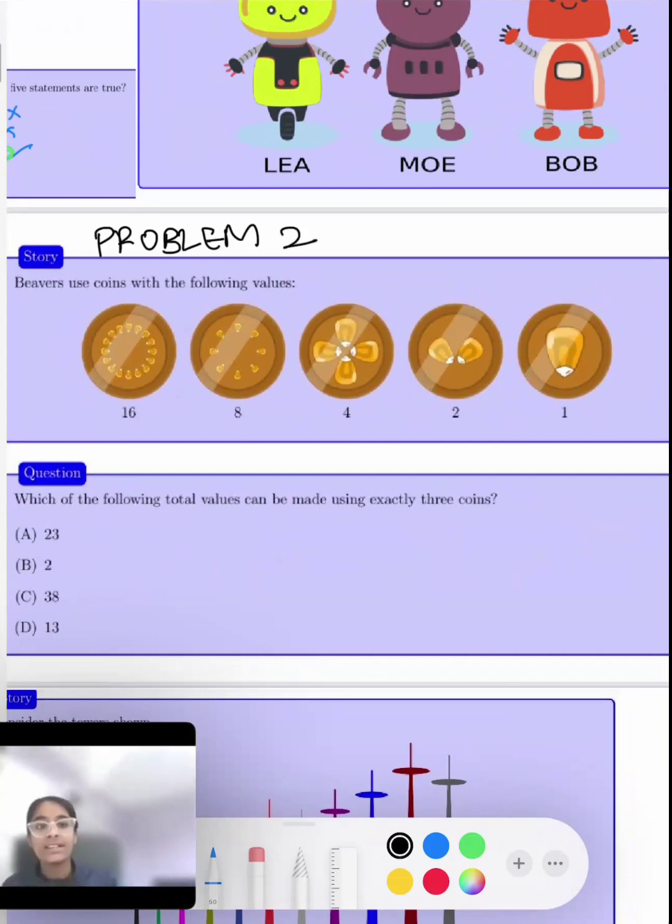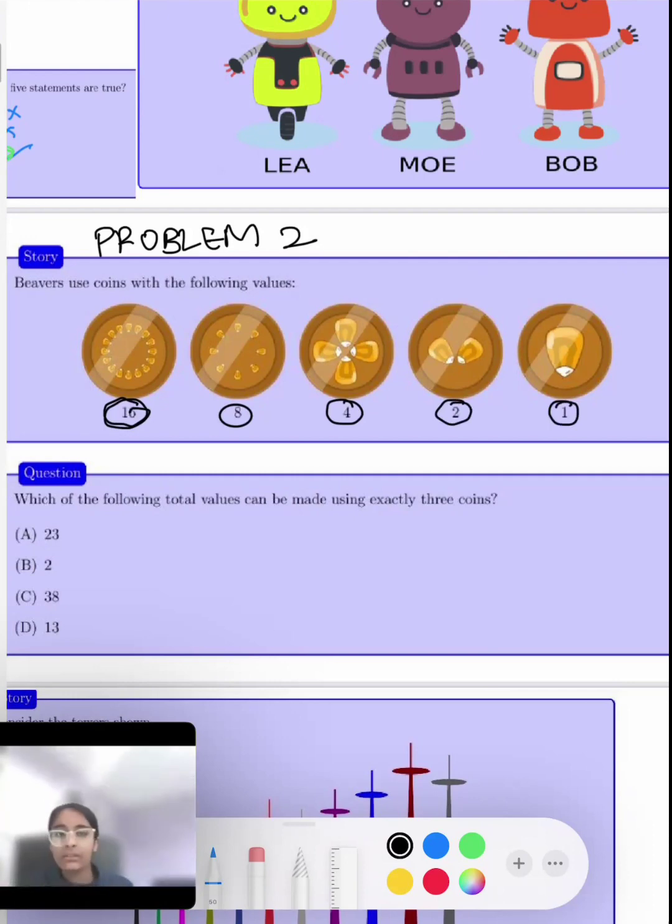Okay, so the second problem says that Beaver used coins with the following values. This coin is worth, let's just say, $16, for example. This coin is worth $8. This coin is worth $4. This coin is worth $2, and this coin is worth $1.